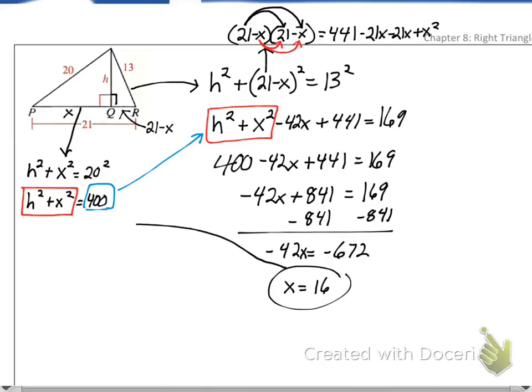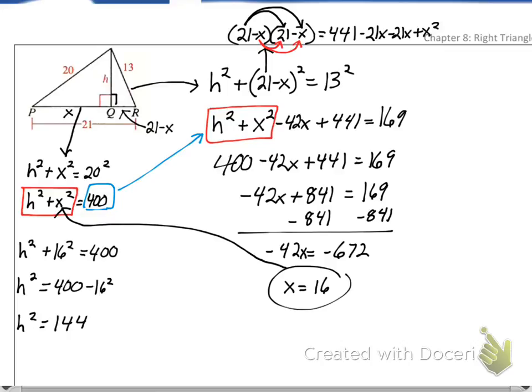What I generally do is if I substitute, I just throw this back in for the x. But it's the same. We'll have the exact same number as a squared plus b squared. In fact, it probably isn't any more work to do it the other way, but we'll do the 16 squared equals 400 minus 16 squared, which is going to give me h squared equals 144. I take the square root of both sides, and we'll have h equals 12.